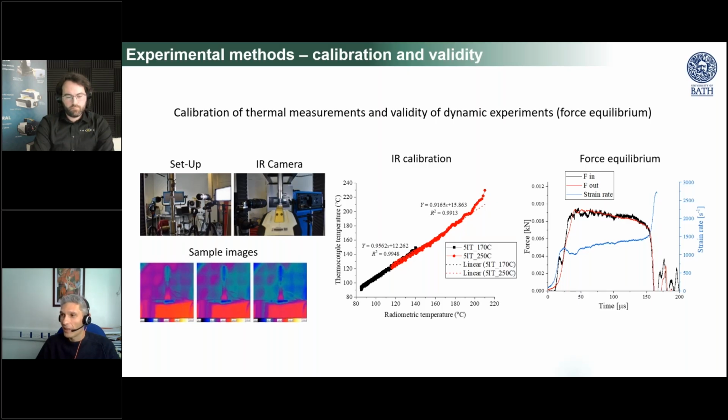At the same time, each and every experiment conducted on the material we were testing was verified for dynamic force equilibrium. With this experimental check, that is more important for soft materials, but also important for metals when we are pushing high strain rate, we check that the deformation along the gauge length is uniform, and that therefore what we measure experimentally is actually representative of the material itself and not only of a portion of it.